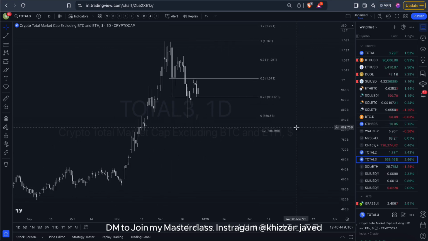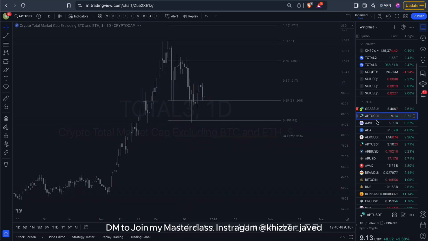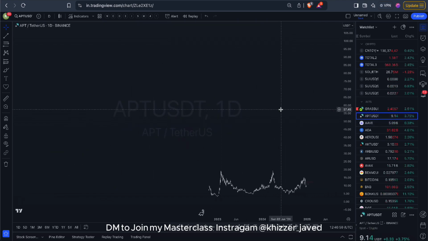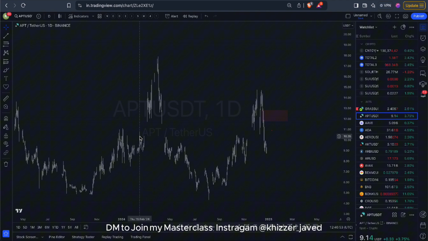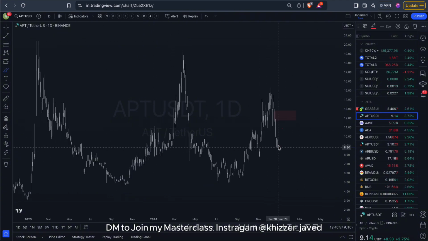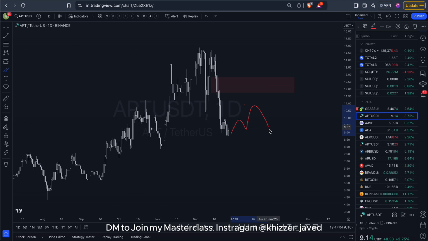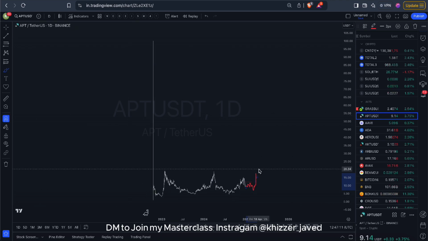So yeah, that is going to be it for this. I'm going to go through some more charts to give you a better representation. Aptos, as you can see, needs some more time to consolidate because a lot of them have broken their structures, and you can bet that they need to build some sort of base to push back higher.